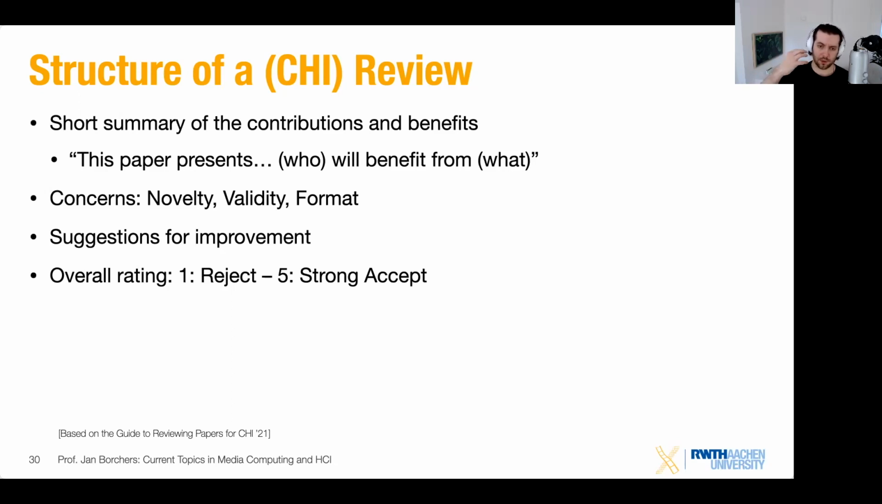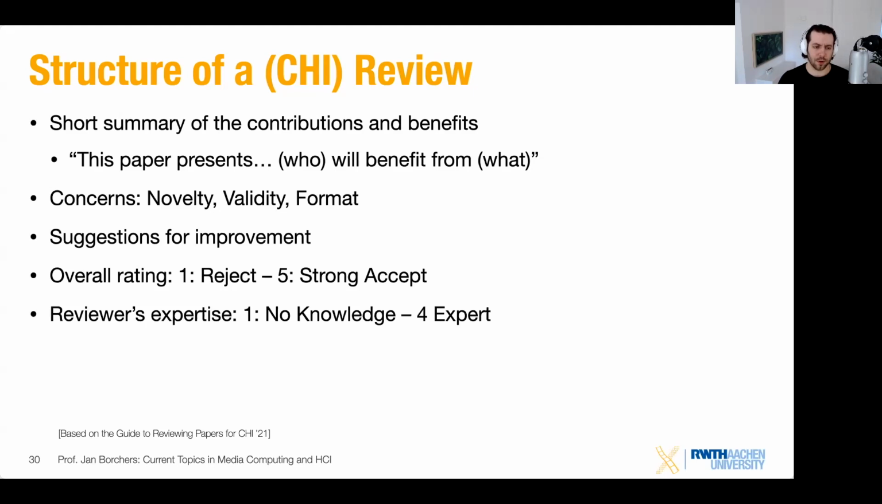And this is a reject, up to a 5, where you say strong accept. That means that with the current status or with minor improvements, you suggest that the paper has to be accepted. And to provide context to your review, you also have to provide a number for your own expertise.